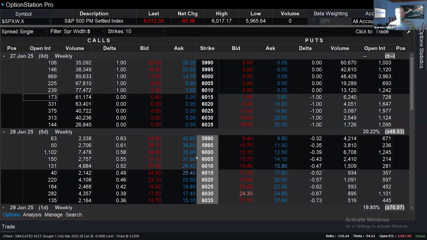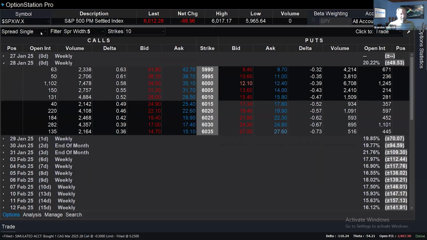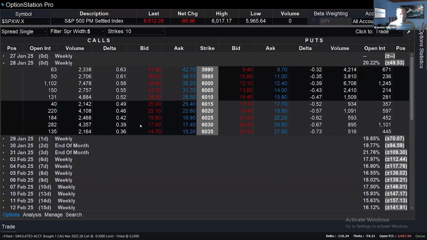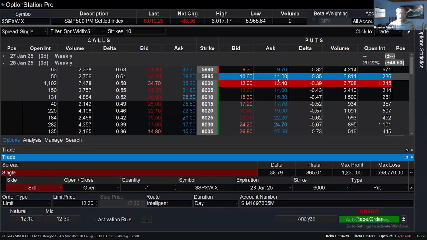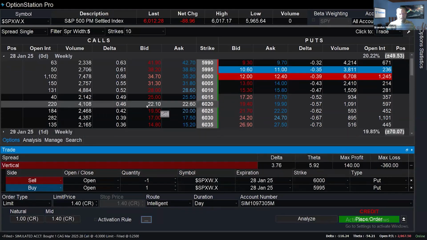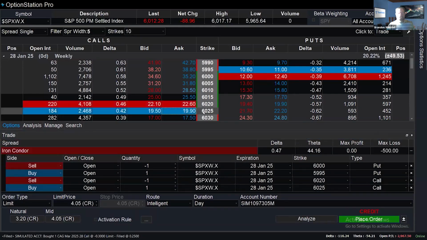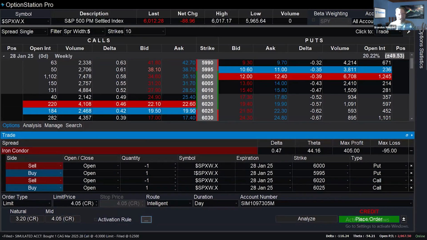Now, if I were to do an iron condor, for instance, let me do that. I'll just build it. Forget it, I'll do it myself here. It's much easier. I like to build them anyway. So for instance, if I want to do the bull put spread, and let's say I do 6,000 and 5,995. And then on the upside, I'll do 20 and 25 for the calls, the bear call spread. So there we have my iron condor, right?